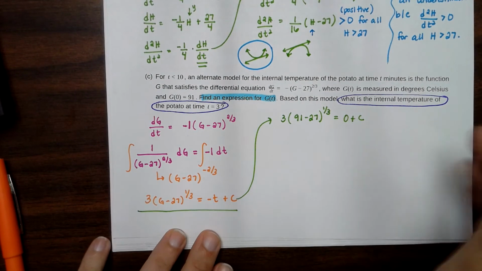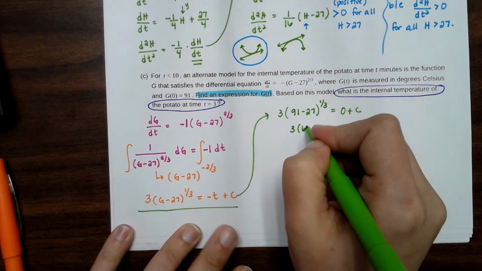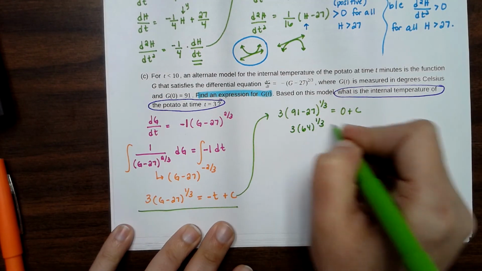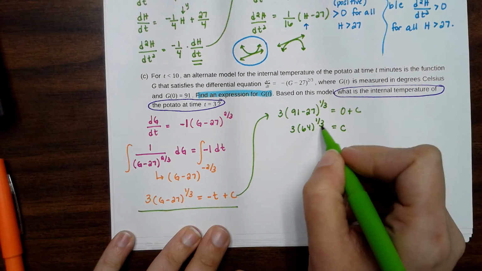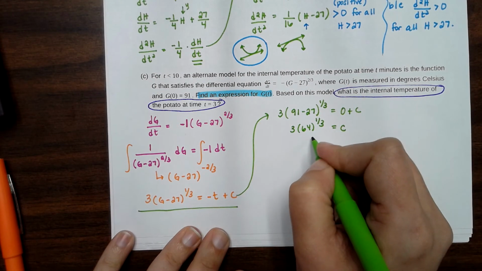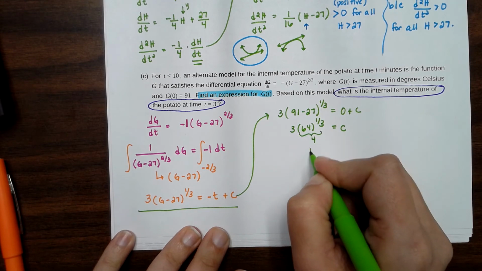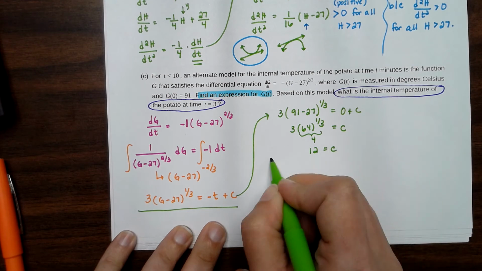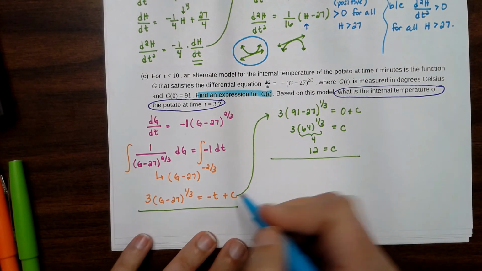91 minus 27 is just 64. So I have 3 times 64 to the 1/3 power equals c. The cube root of 64, because a 1/3 power is really a cube root, would just be 4. And 4 times 3 is 12. So now I know that my c is 12. I'm just going to resubstitute that back into the equation.